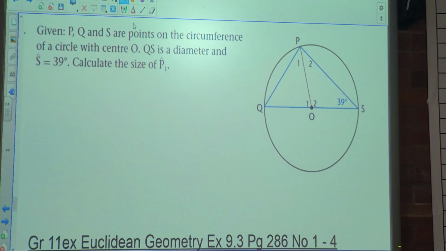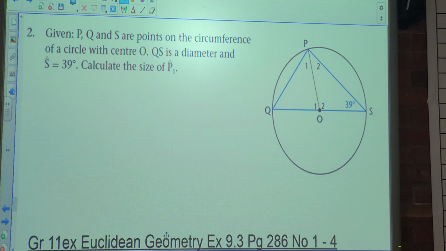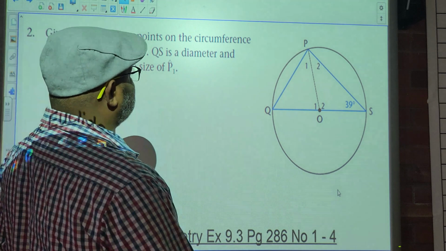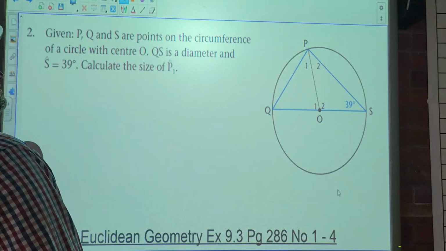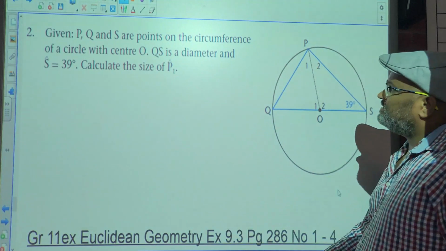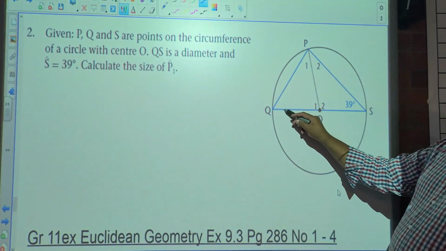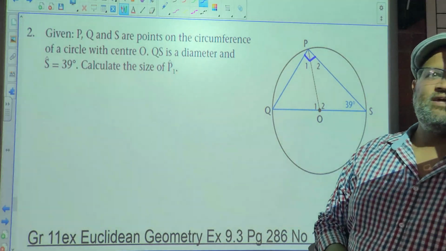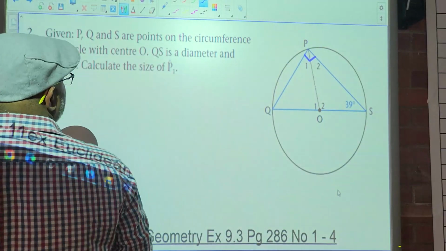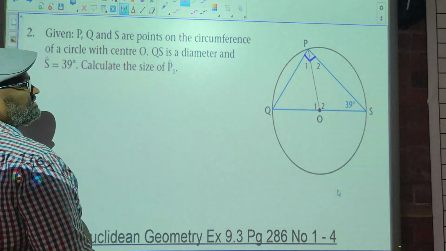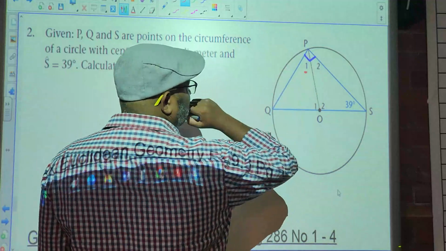Number 2, we are told that P, Q and S are points on the circumference of the circle with center O. Then we're told that QS is your diameter. If QS is your diameter, what do we know? That angle will be 90 degrees. Why? Angle in semicircle. Then you are told that angle S is 39 degrees. The question is: calculate the size of P1. So P1 is this angle here.